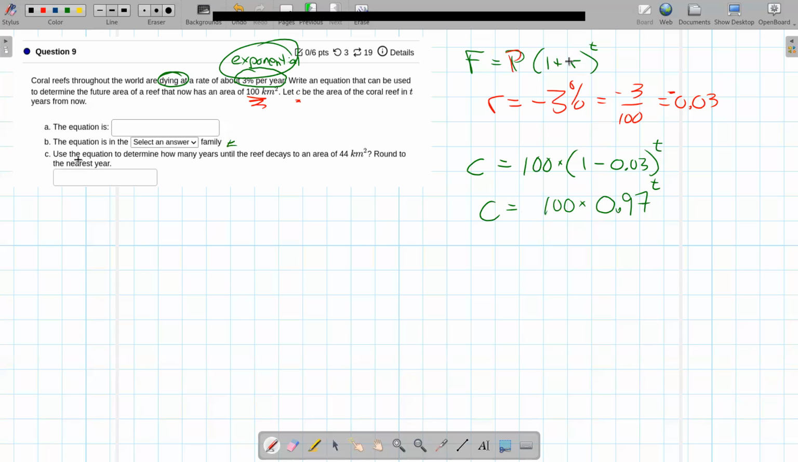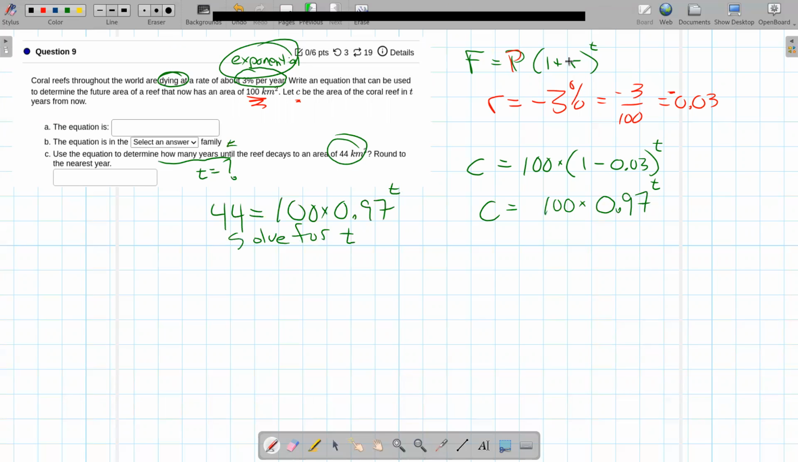Then we want to use the equation to determine how many years, so T equals what, until the area is 44. So for that one, I'm going to have 44 equals 100 times 0.97 to the power T, and I'm going to have to solve for T.